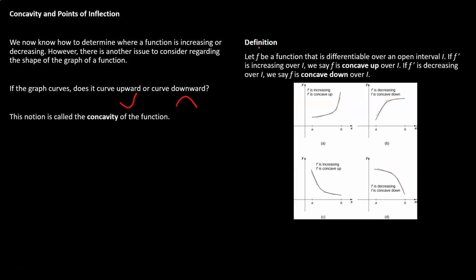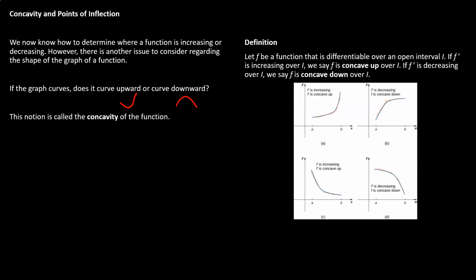We have the definition of concavity here. So f could be a function that's differentiable on an open interval. If the derivative is increasing on the entire interval, we say that the function is concave up. If the derivative is decreasing, then we would say it's concave down. So we have a couple of images here that I want to point out.